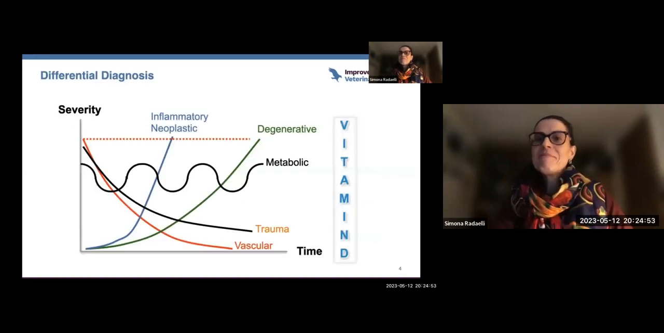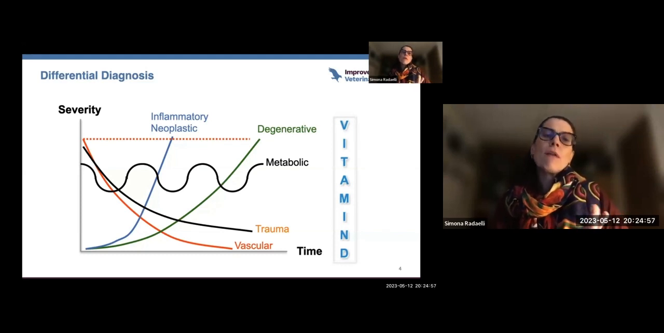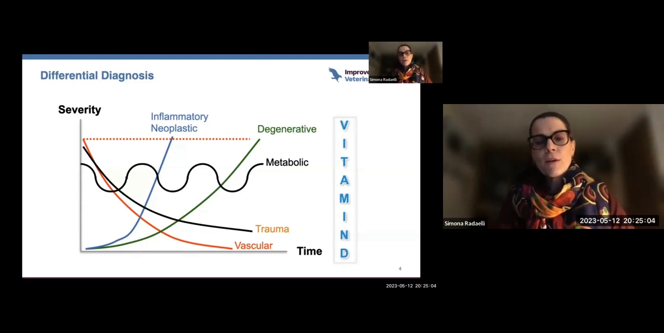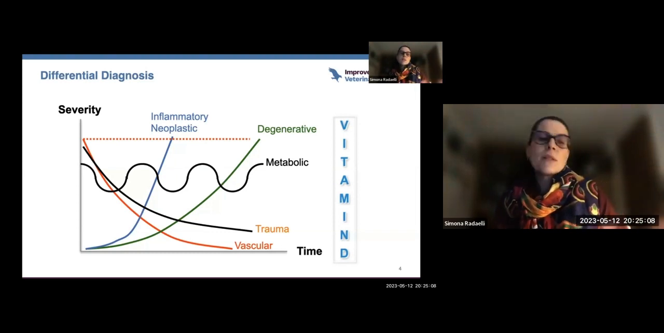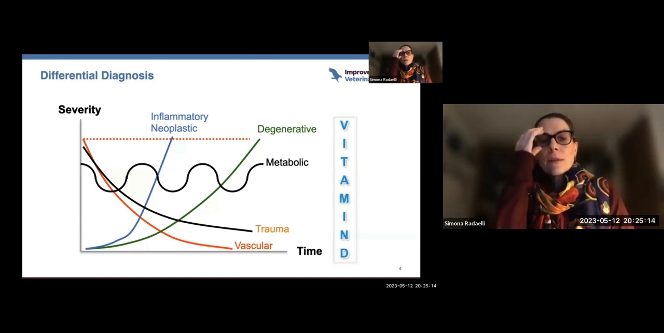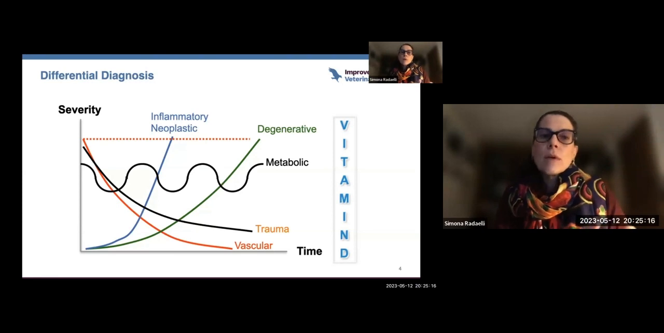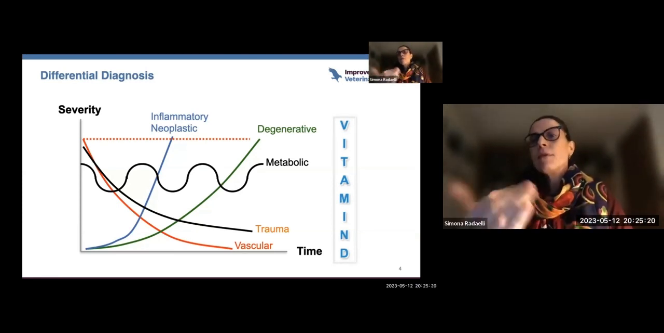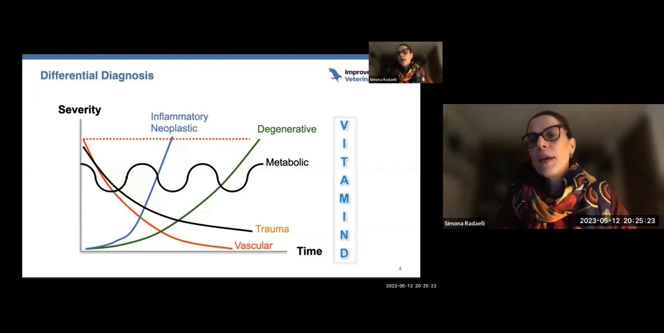So again, we know that inflammatory, neoplastic, and degenerative conditions normally get worse with time, while traumatic and vascular diseases, which affect the nervous system, tend to stay the same or eventually improve over time. So already with the progression of the clinical signs, we can start listing in our head a differential diagnosis, and metabolic diseases normally have this waxing and waning behavior.